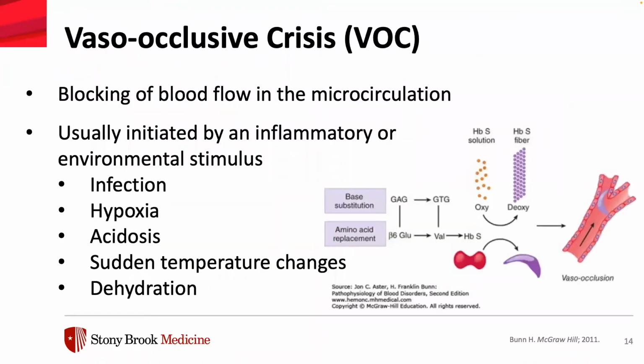Now, what exactly is a vaso-occlusive crisis? We went through the pathophysiology before, but basically there's an ischemic injury to the organ that the red blood cell was supplying oxygen to, and there's resultant pain. Usually this is initiated by an inflammatory or environmental stimulus, such as an infection, hypoxia, acidosis, sudden temperature or altitude changes, or even dehydration. These events can lead to occlusion of the microvasculature and macrovasculature.